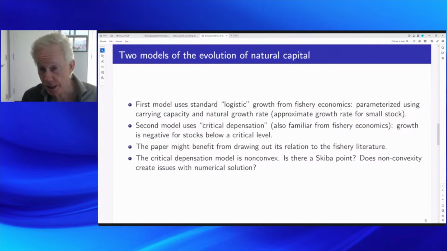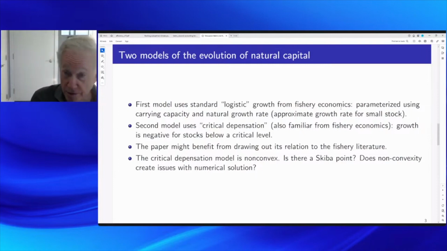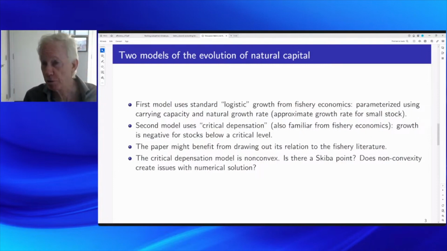And these problems are kind of complicated because the Skiba point does not coincide with the unstable steady state. So it's not always straightforward to identify the Skiba point. And the reason I bring this up is because the paper doesn't talk about these aspects at all. But I wondered whether the non-convexity created any issues with the numerical solution.